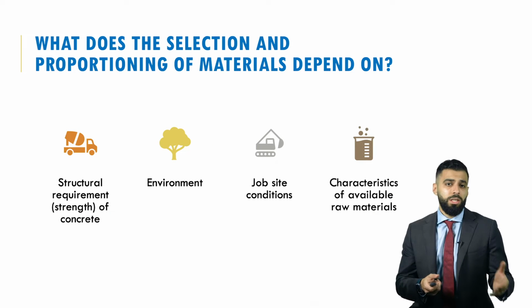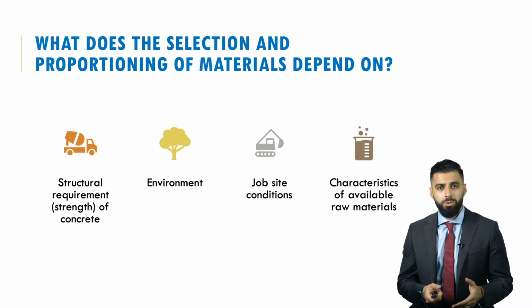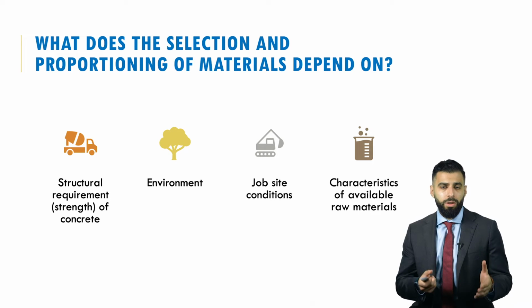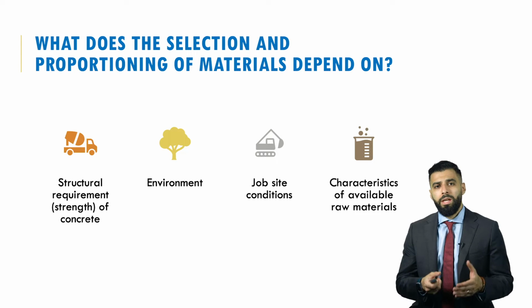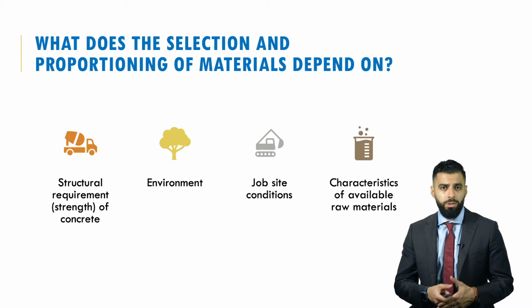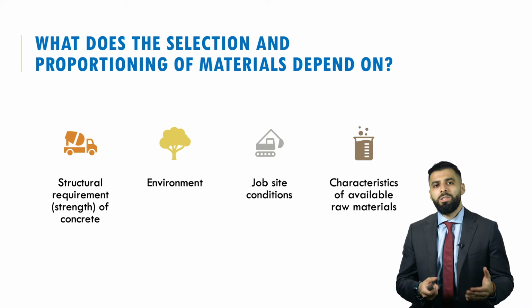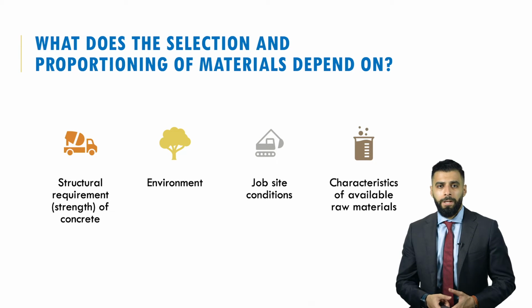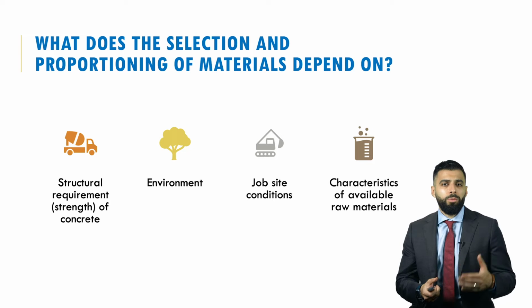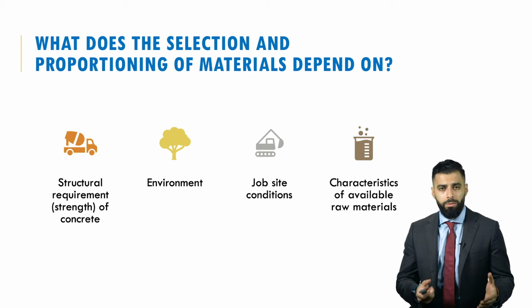When it comes to the selection and the proportioning of materials, there's a number of factors that this selection process would depend on. Number one is the structural strength that has been specified by the client. Number two is any environmental factors associated with the location of the project. For instance, over here we're talking about the climate of the project. Is it a hot climate? Is it a cold climate? What are the available resources as well within that region?